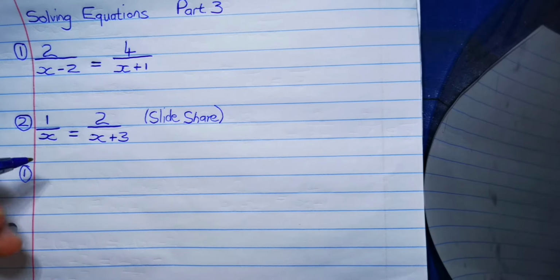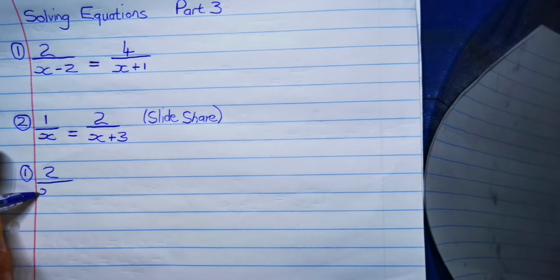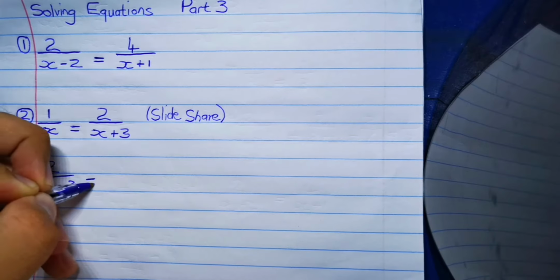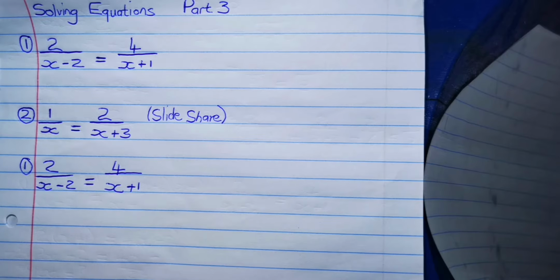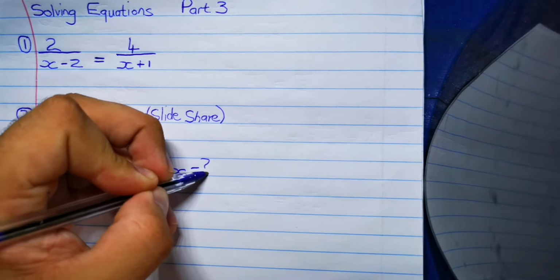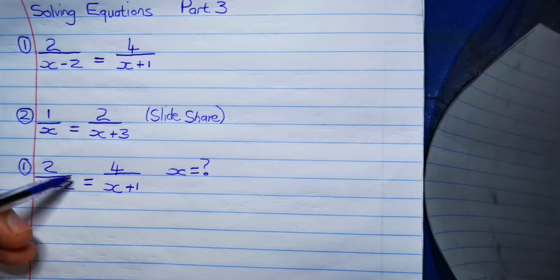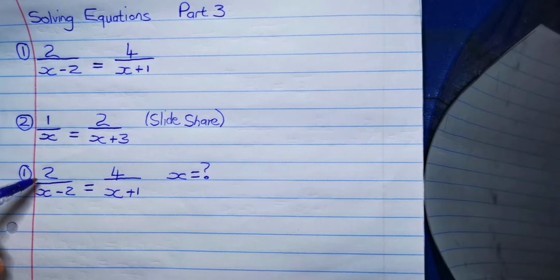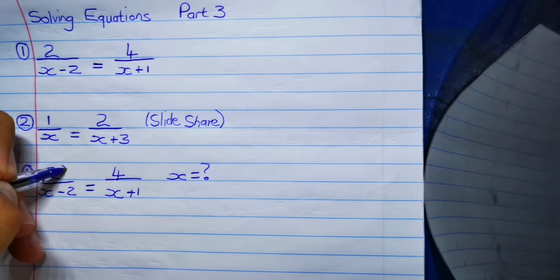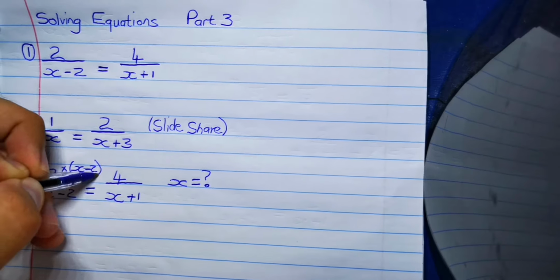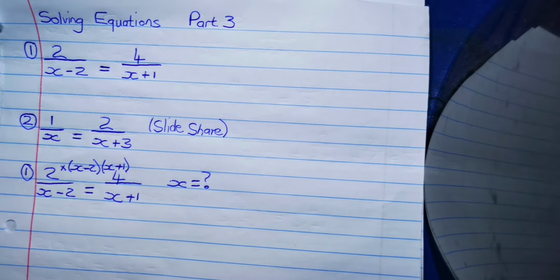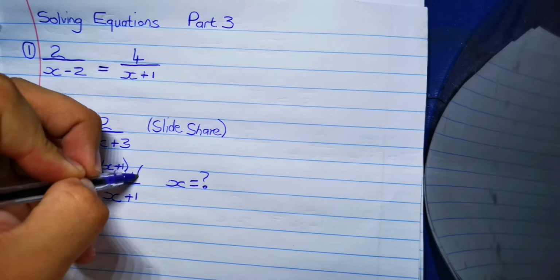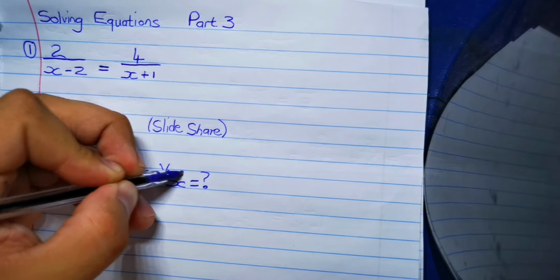So the first one is 2 divided by x minus 2 is equal to 4 divided by x plus 1. So remember our goal is to get x equal to some number. So what we're going to try and do is get rid of the denominators, so we only have the numerators left. What we can do on this side is multiply the 2 by x minus 2 and x plus 1. But because we did it on the left, we must also do it on the right. So we multiply by x minus 2 and x plus 1.